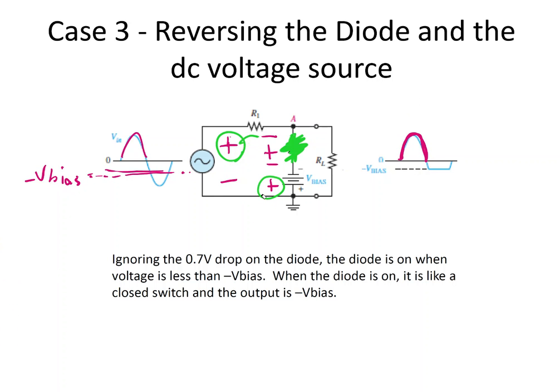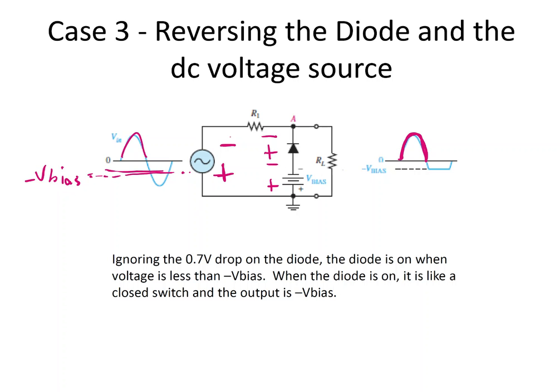Now, for the negative cycle, it depends. For the negative cycle, the polarity at the input waveform will be switched around. So now it's like this. So now, if we only had the input waveform, it would be acting to forward bias the diode, but V bias is still acting to reverse bias the diode.